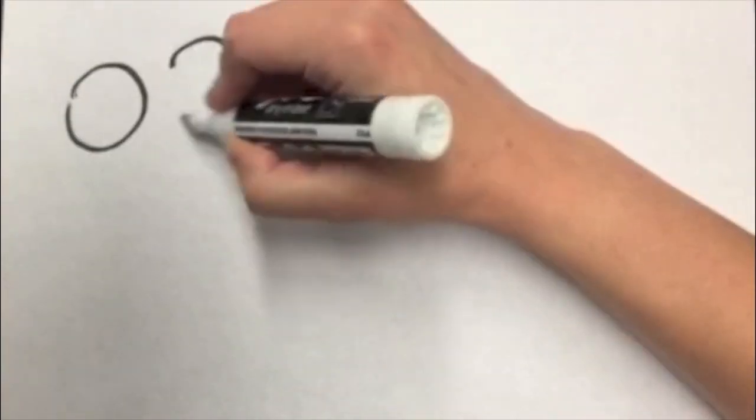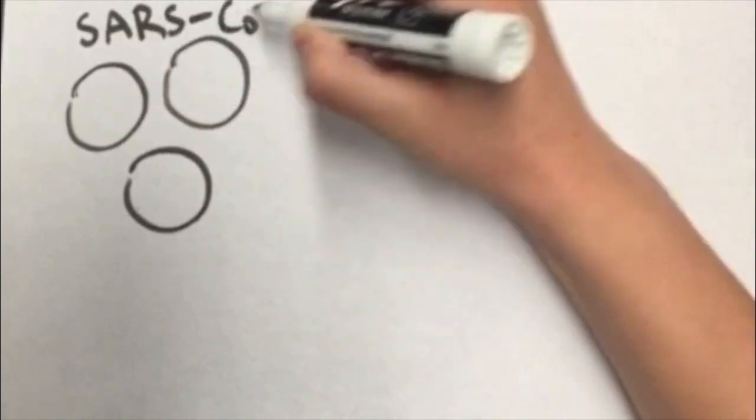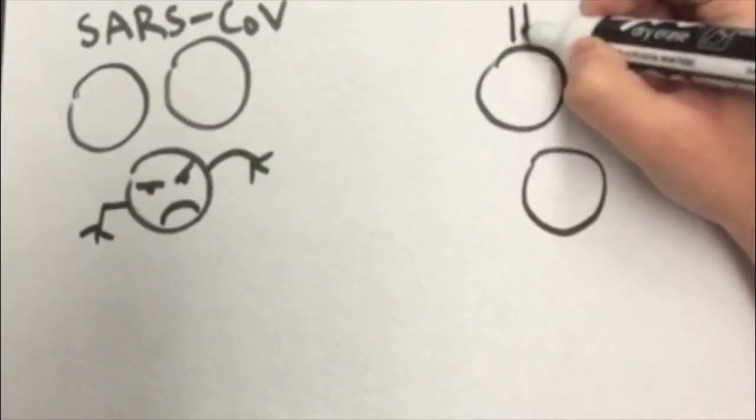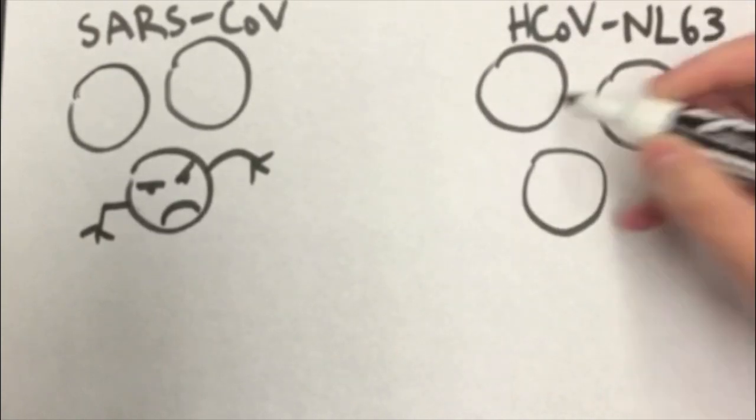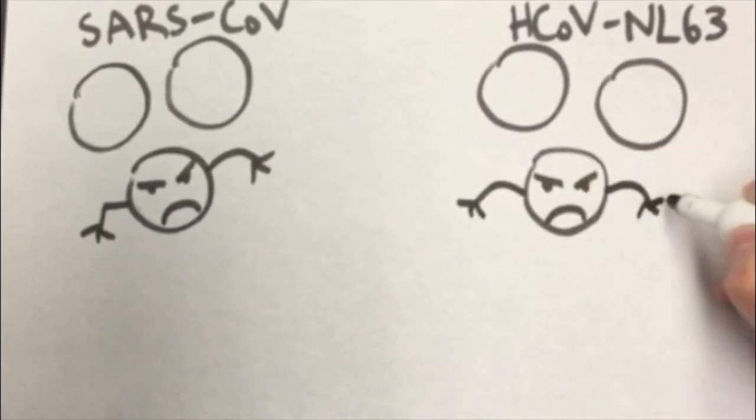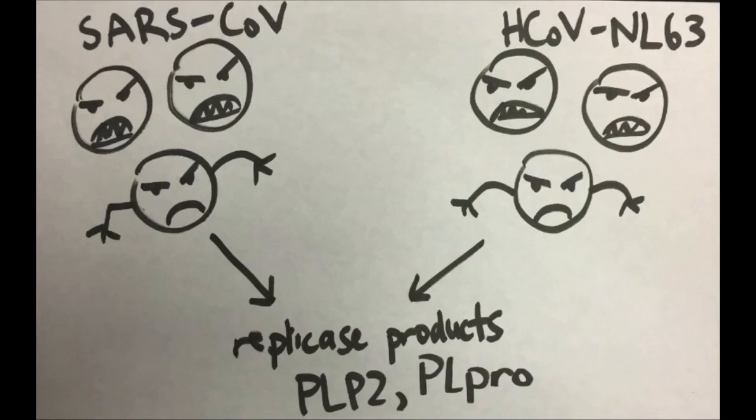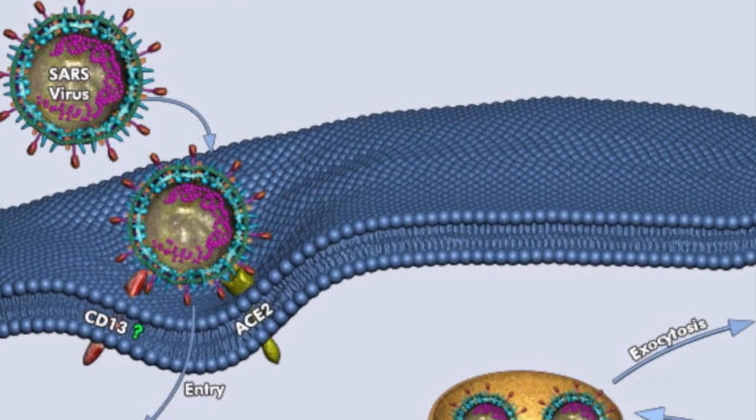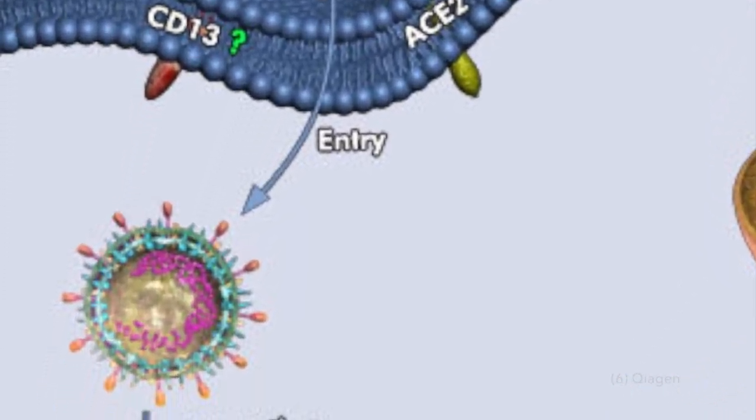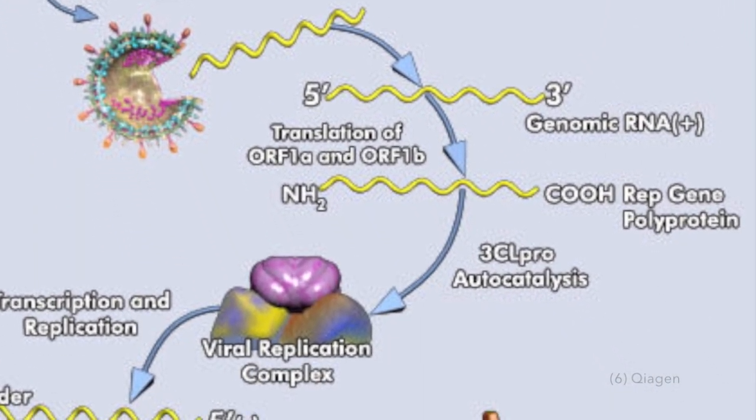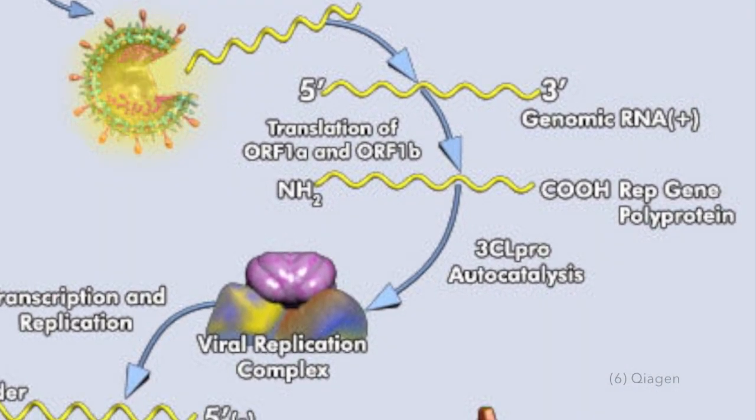In a 2007 study by Chen et al., SARS-CoV was compared to the human coronavirus HCoV-NL63 to investigate its replication mechanism. This study was done because the two CoVs share identical replicase products in similar proteases, PLp2 and PLpro. Both CoVs utilize the ACE2 receptor to infect the host cell through endocytosis. Once inside this host cell, the CoVs release genomic RNA into the cytoplasm. Replication of viral RNA begins.